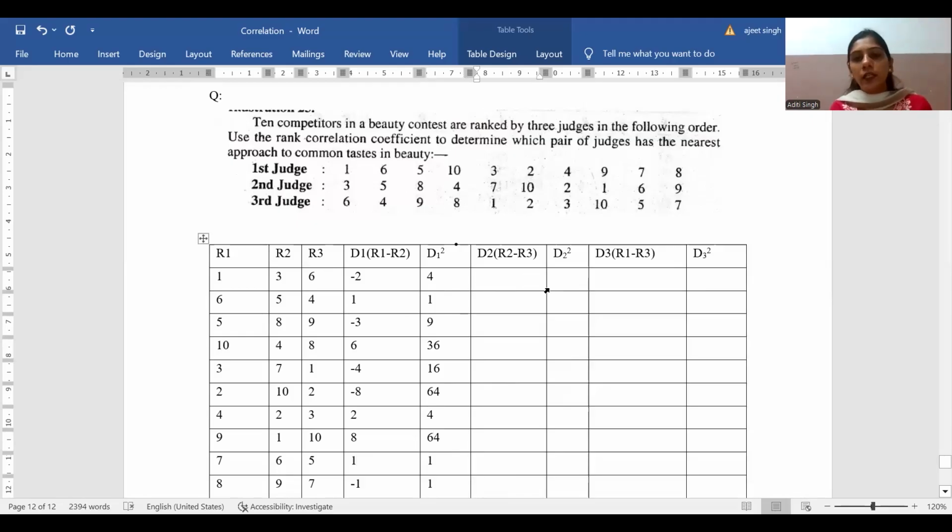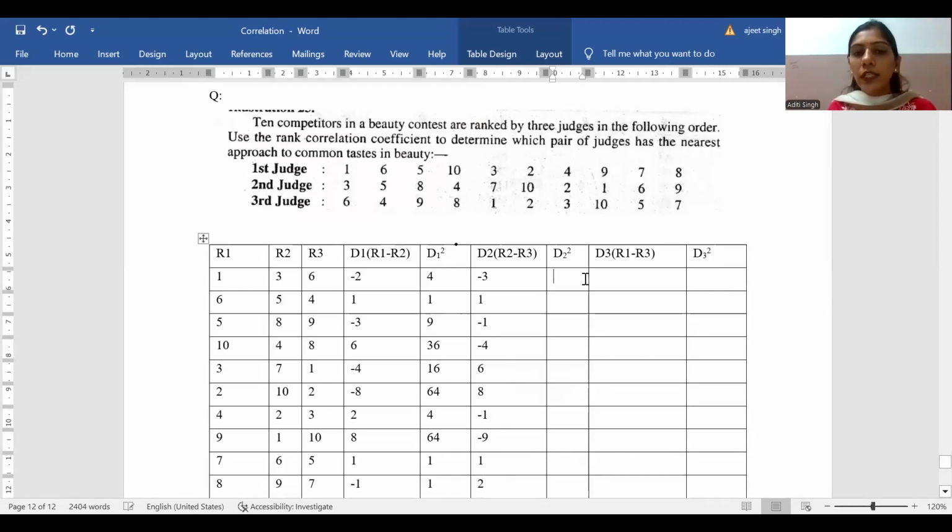Now we will calculate D2. So D2 is R2 minus R3. Let's calculate: 3 minus 6 is minus 3. 5 minus 4 is 1. 8 minus 9 is minus 1. 4 minus 8 is minus 4. 7 minus 1 is 6. 10 minus 2 is 8. 2 minus 3 is minus 1. 1 minus 10 is minus 9. 6 minus 5 is 1. 9 minus 7 is 2.